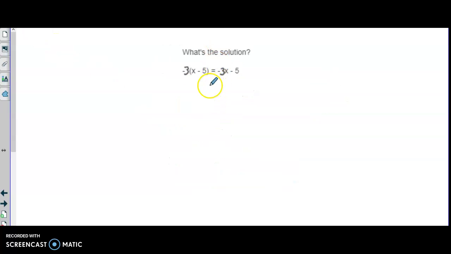All right, we're still moving right along. We see this parentheses, so we got to get rid of that first. And the way we get rid of parentheses is we distribute. So that -3 is going to get multiplied by each of those. -3 times x and -3 times -5, which is a positive 15. So that sign does change. And then I'm just going to write this side down. And then I'm going to find my x.